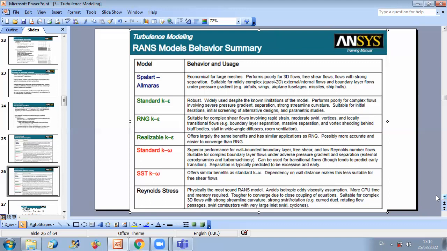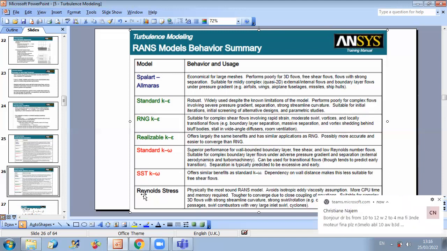Okay. Now, for example, the Reynolds stress model has the advantage that it does not assume isotropic eddy viscosity, so it can take into consideration the anisotropy of the flow. This is why it's very accurate, especially in applications, for example, like 3D flows with strong streamline curvature or strong swirl and rotational effect. For example, if you have a curved duct, if you have rotating flow passages, or if you have swirl combustors with very large inlet swirl, etc. Okay. So this is the behavior of the models we have suggested until now.